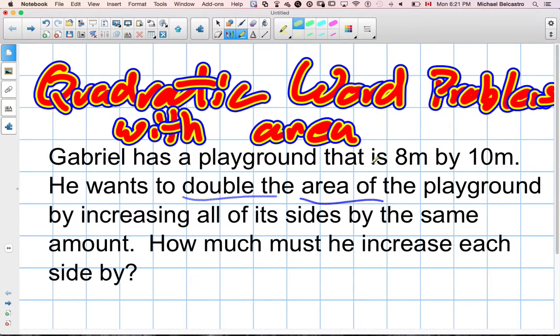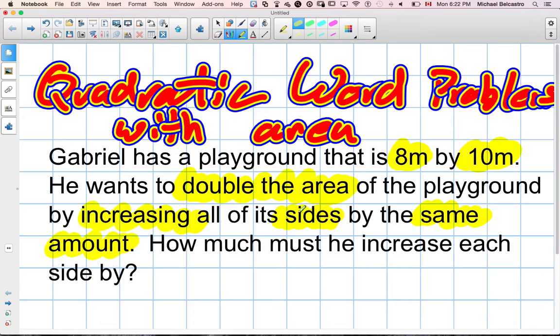Okay, so we know that the measurements of the current playground are 8 by 10, and we know he wants to double the area. So that means we need to figure out the original area in order to double it. And then he also wants to increase all of the sides. They all have to be increased by the same amount, which is important to us.